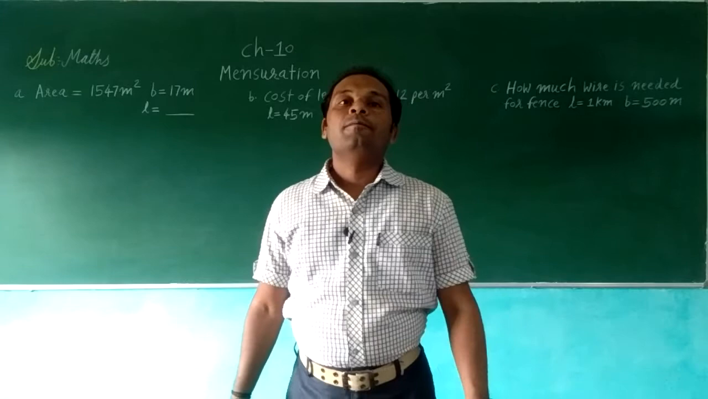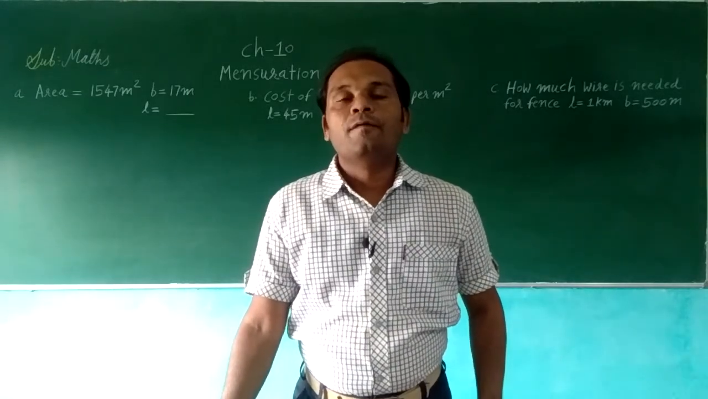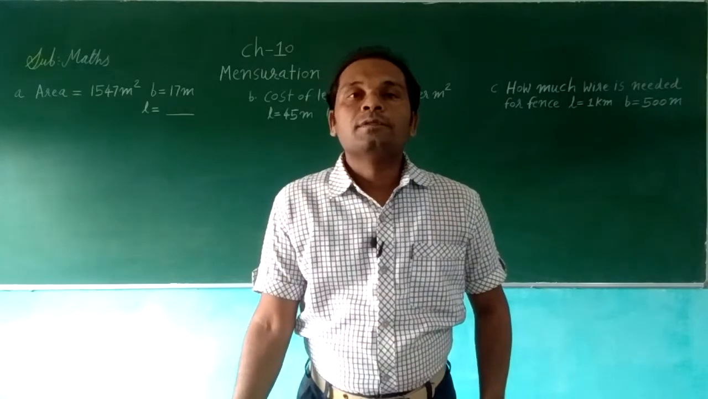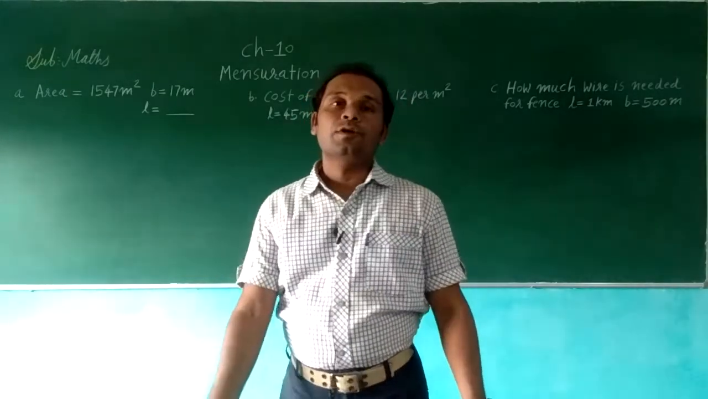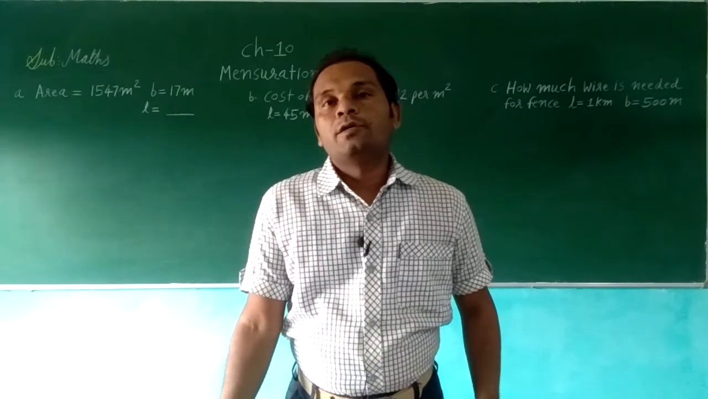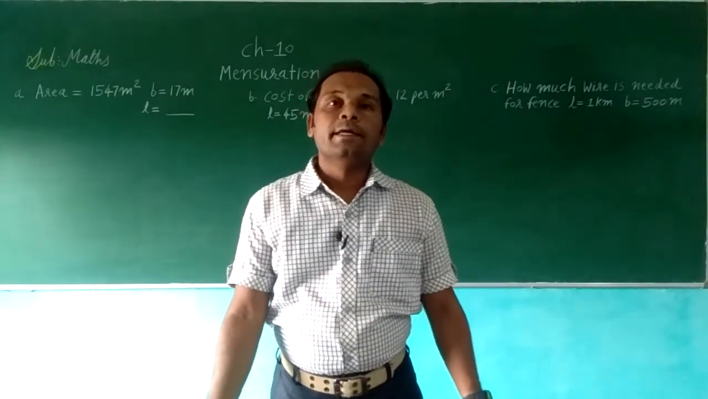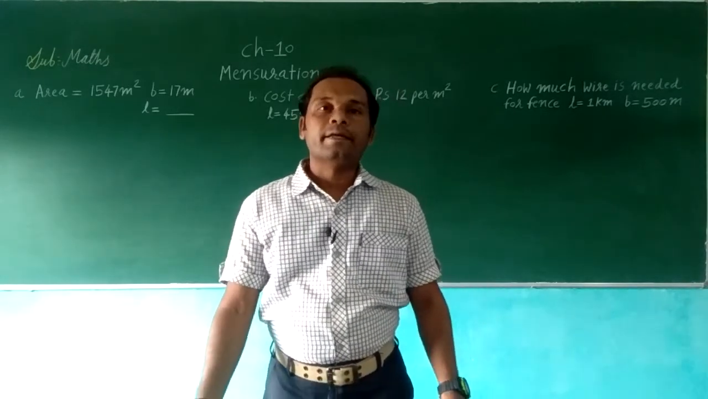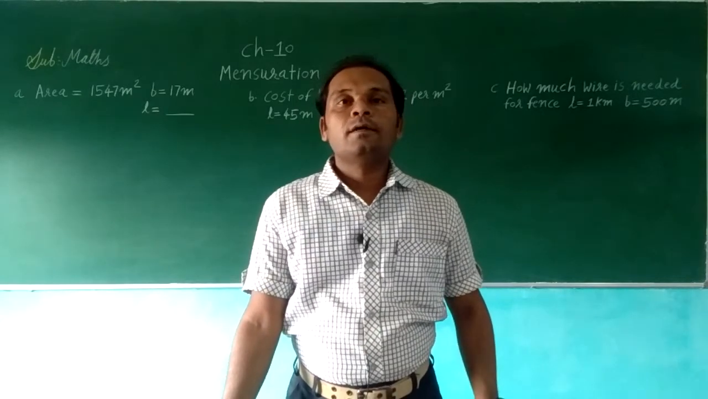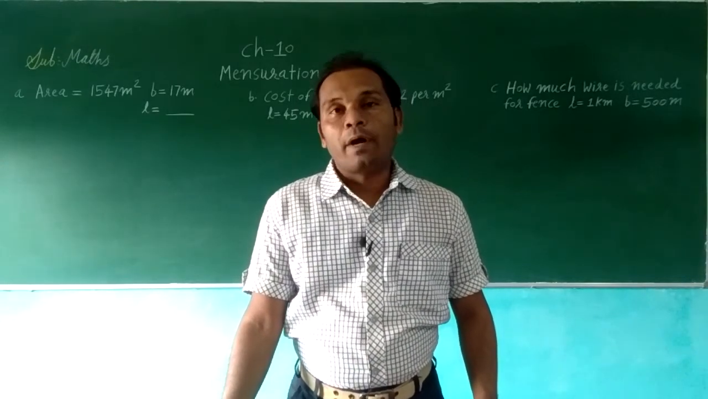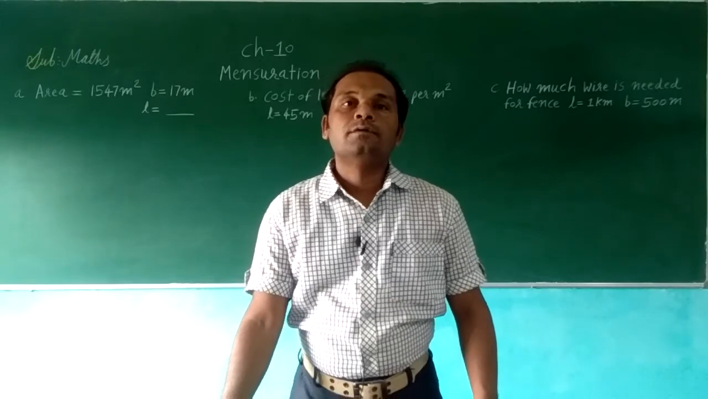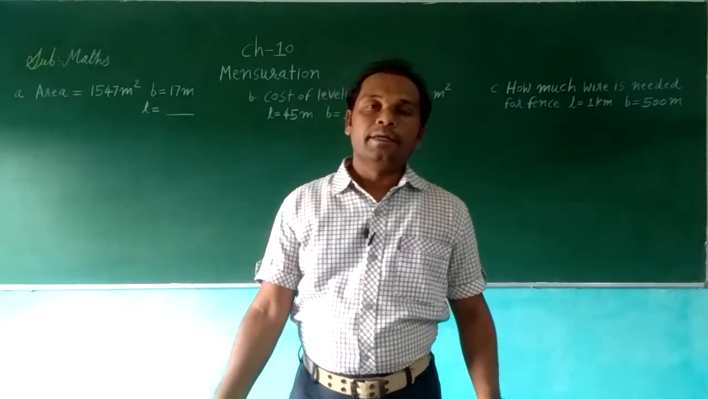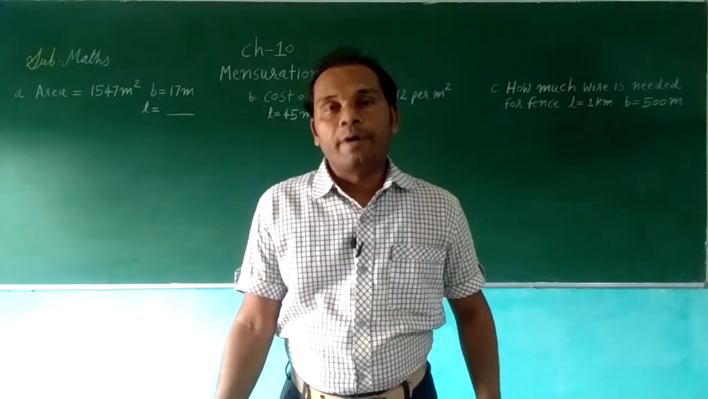Welcome back to our maths lecture. We have the chapter mensuration, and sums are given, and we will do their solutions. You already know how to find the area and perimeter of shapes like a rectangle and a square, and the perimeter of a triangle; we have already done that. So now we'll do a different kind of sums related to area and perimeter.